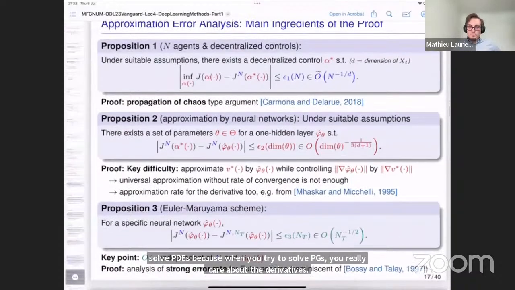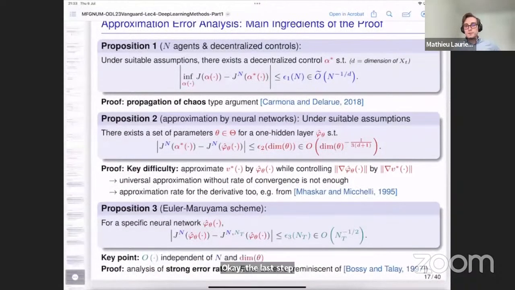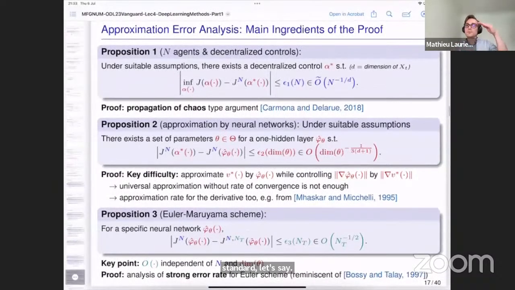Okay, the last step is the time discretization. So this is more or less standard, let's say. Euler-Maruyama schemes have been studied a lot. What is not standard, though, is that here you have a system of n particles, and you want to discretize time. So if you do it directly, you are going to get constants that depend on n, because n is a dimension, or n times d.